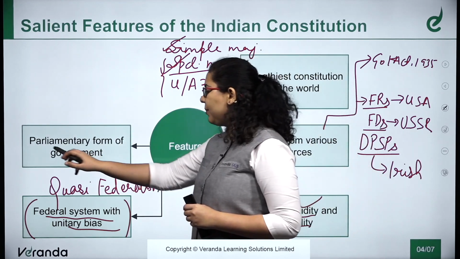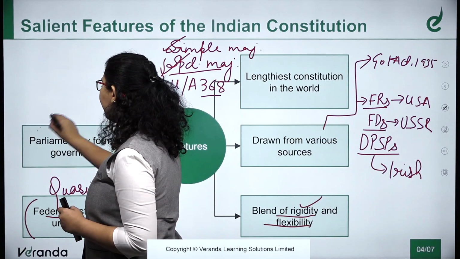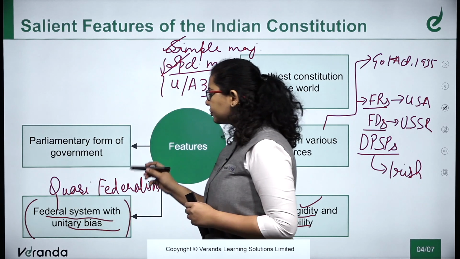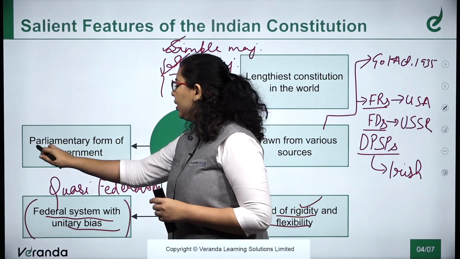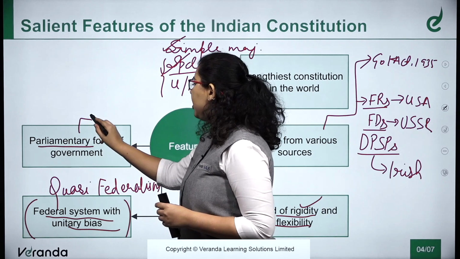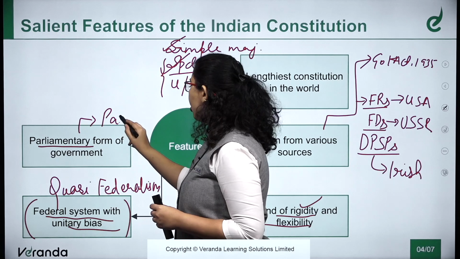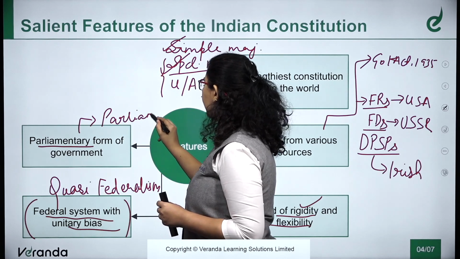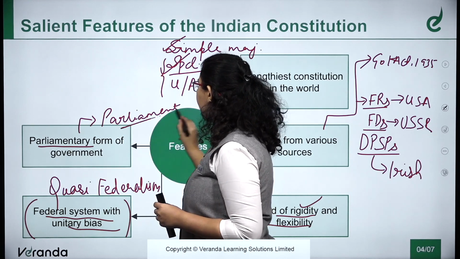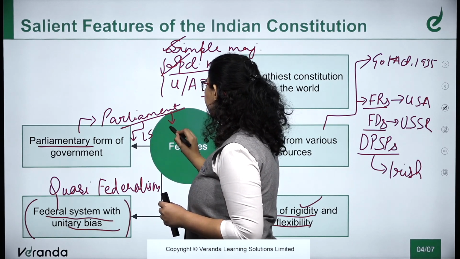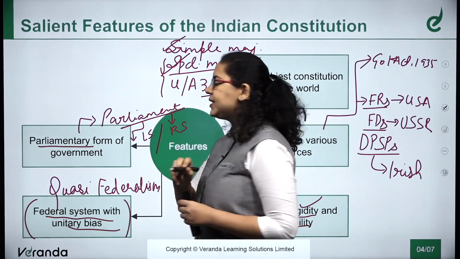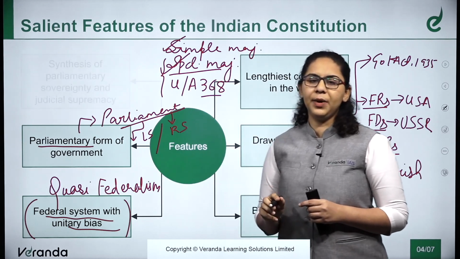Next feature is parliamentary form of government. This we have taken from the British constitution. In the parliamentary form of government, we have the Indian parliament that makes all the laws. Parliament with two houses, Lok Sabha and the Rajya Sabha. All the legislation work is done in the Indian parliament.